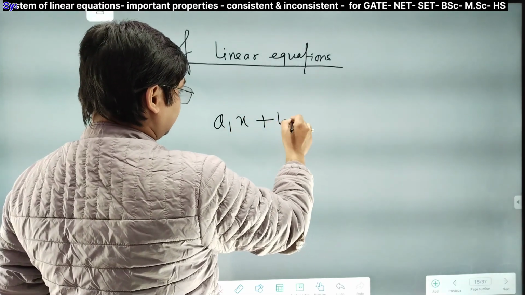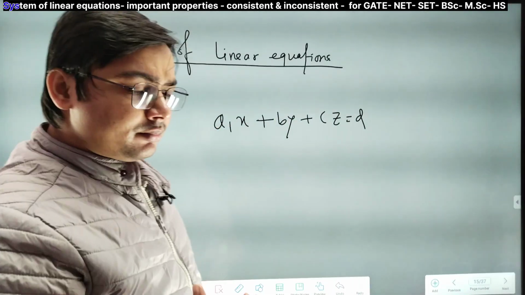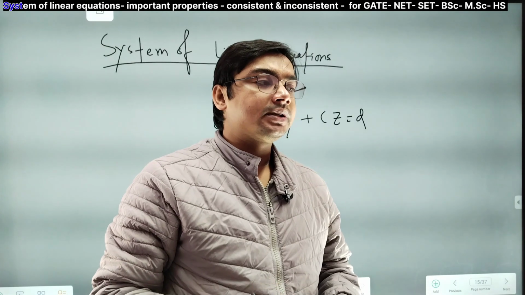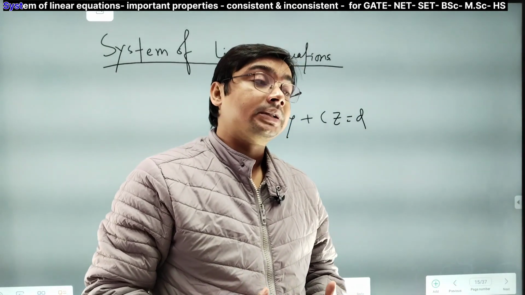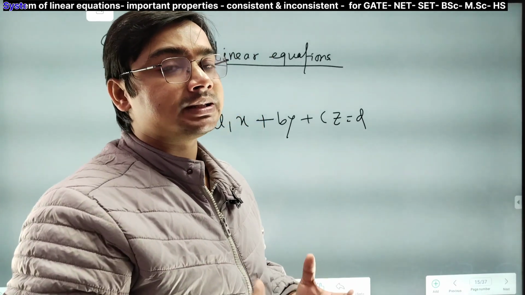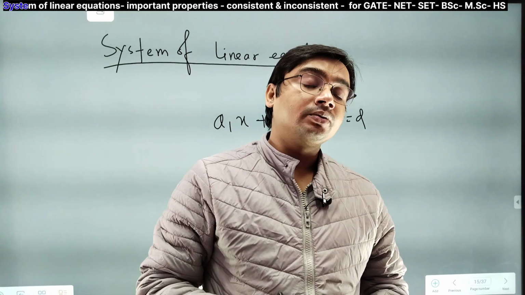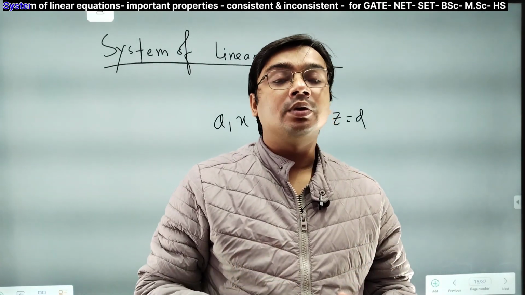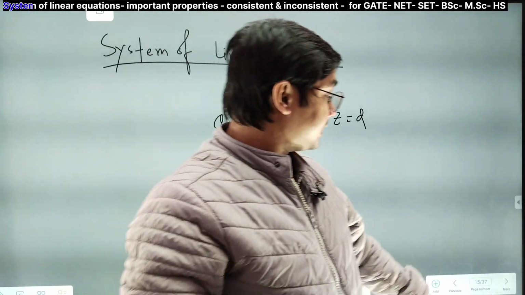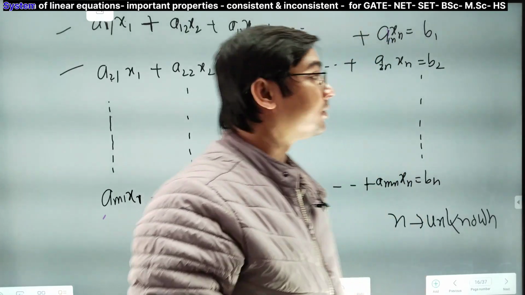ax + by + cz = 0. That is a linear equation. If we take two or three more linear equations of this type, then we simply call it a system of linear equations. That means a system of linear equations is just a collection of two or three linear equations. So this is the standard form of a system of linear equations.